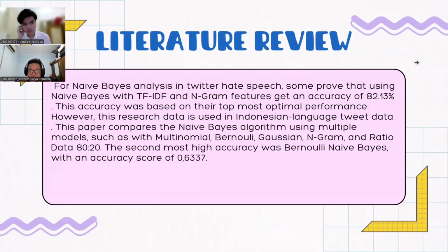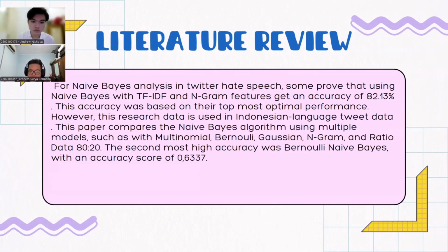Okay, for the second section of literature review, for Naive Bayes analysis in Twitter hate speech, some prove that using Naive Bayes with TF-IDF and N-gram features gets an accuracy of 82.13%. This accuracy was based on their topmost optimal performance. However, this research data is Indonesian language tweet data.